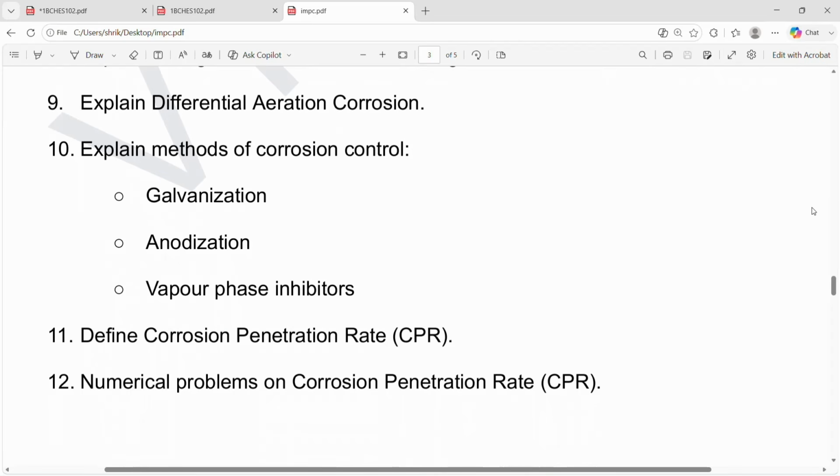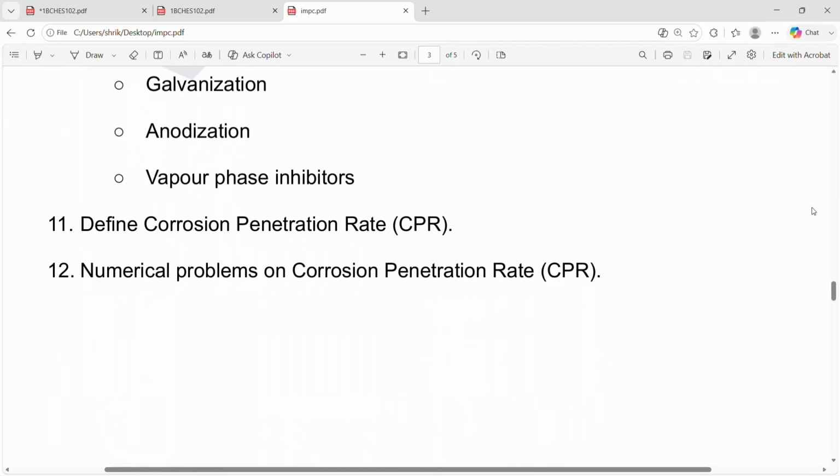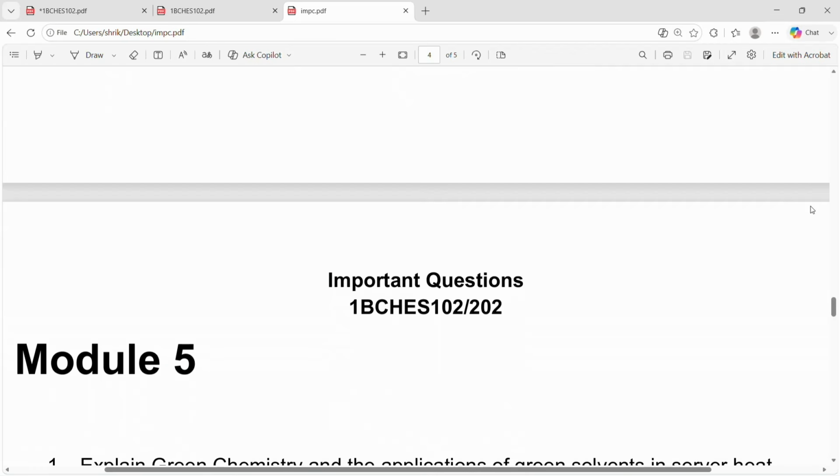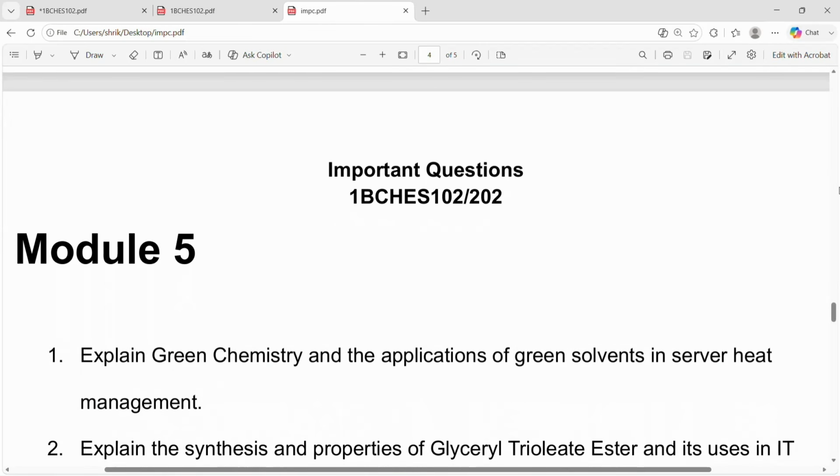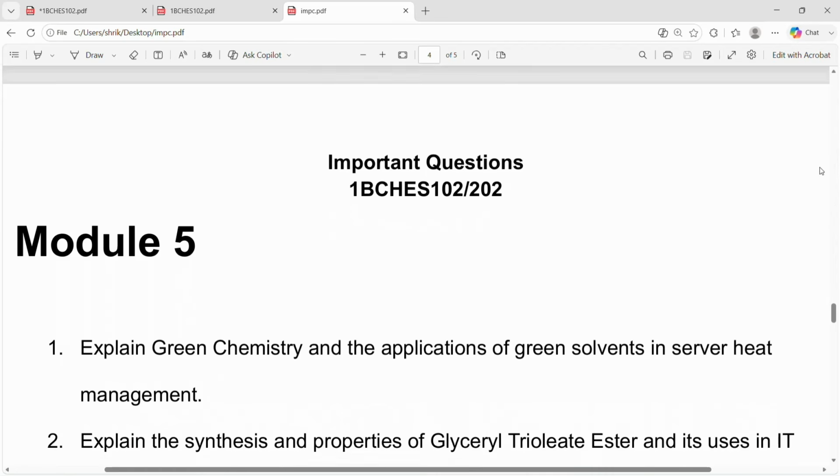Define corrosion penetration rate. Numerical problems on corrosion penetration rate. Next, Module 5, last module. Explain green chemistry and applications of green solvents in server heat management.